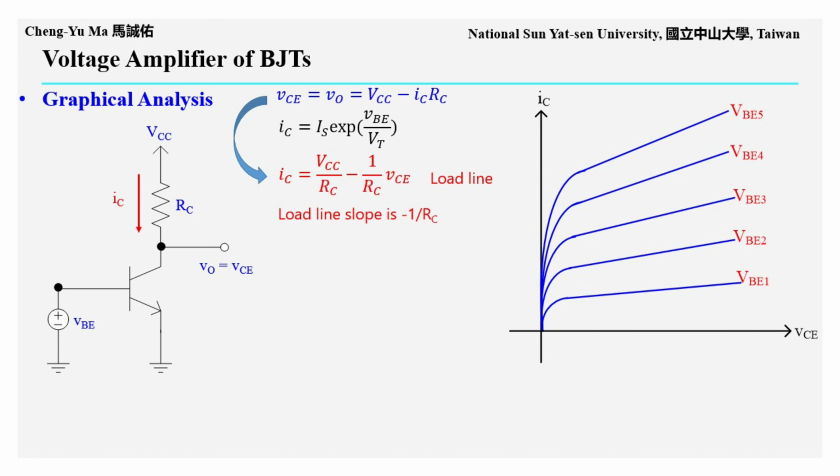Now let us look at the circuit from the viewpoint of the resistor RC. We have VCE equals VCC minus IC times RC. Rearranging this equation gives IC equals VCC divided by RC minus VCE divided by RC. This is a straight line equation with a slope of negative 1 over RC. When VCE is 0 volts, the line intersects the IC axis at VCC over RC. When IC is 0 amps, VCE equals VCC, so the line intersects the VCE axis at VCC. We then draw this straight line on the IC versus VCE plot.